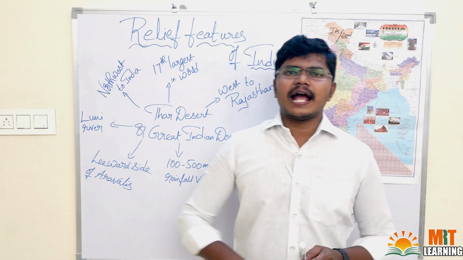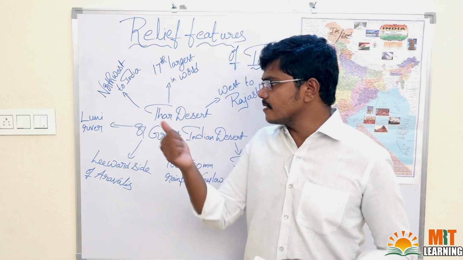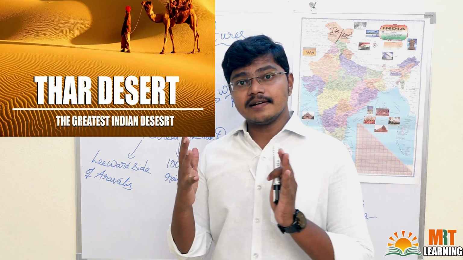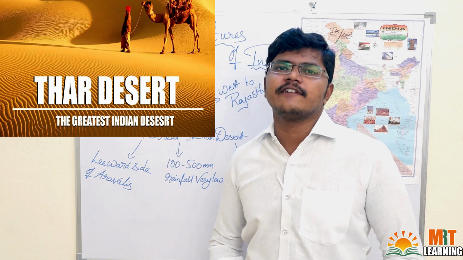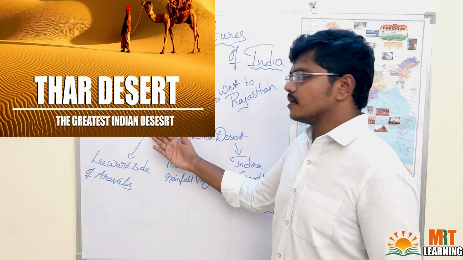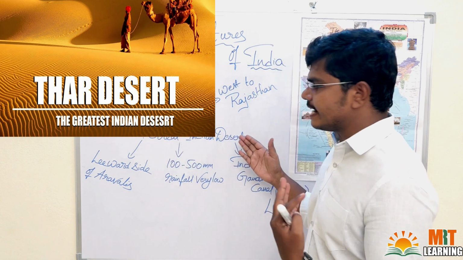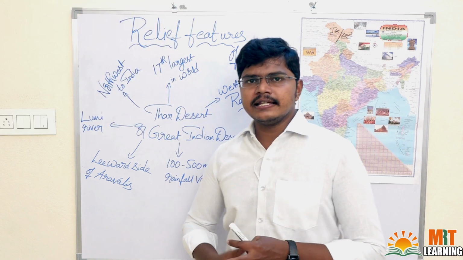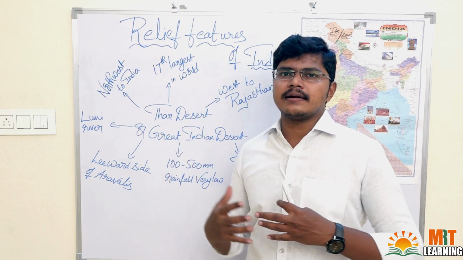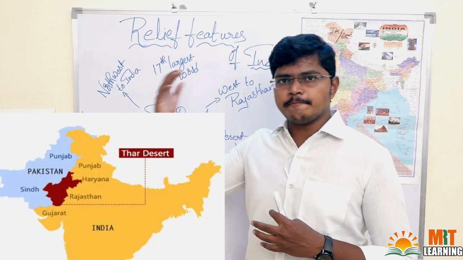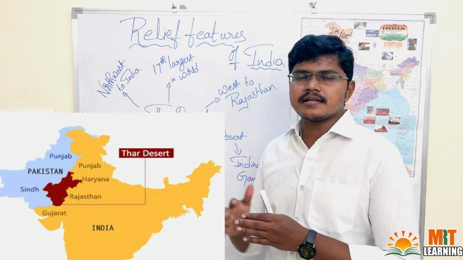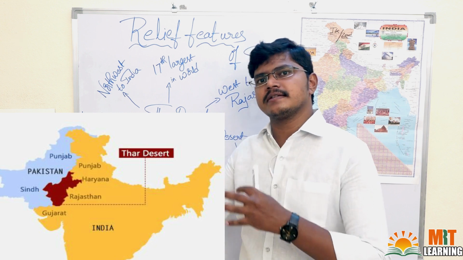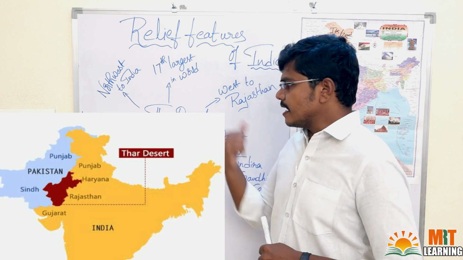So in India we have only one desert, that is Thar Desert. Thar Desert is also known as the Great Indian Desert because we have only one desert, that is Thar Desert. And another thing, Thar Desert is spread in 2 countries. Thar Desert is spread in Pakistan and at the same time in India. 15% of the Thar Desert is in Pakistan and 85% of the Thar Desert is in India.